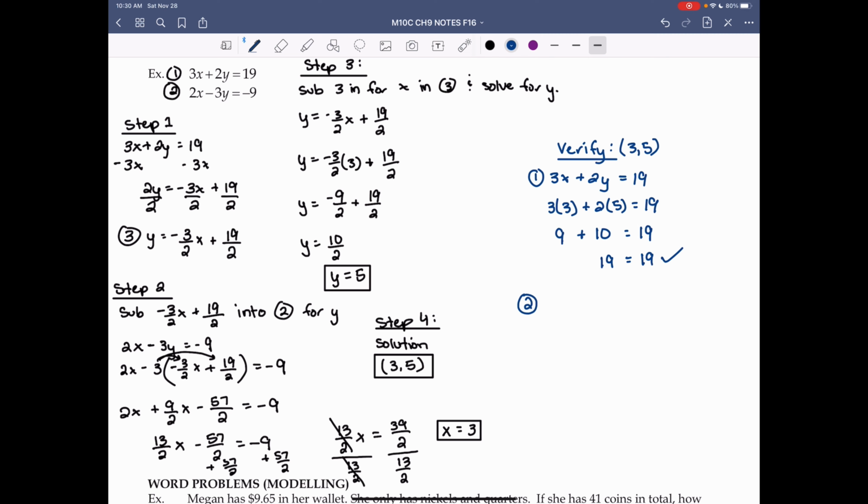Let's check that it works in equation number 2, which is 2x minus 3y equals negative 9. X is 3, so 2 times 3 minus 3 times 5, y is 5, equals negative 9. 2 times 3 is 6. 3 times 5 is 15, so 6 minus 15 equals negative 9. 6 minus 15 is negative 9, which equals negative 9. So it works in both equations, which verifies that it's a solution to the system.